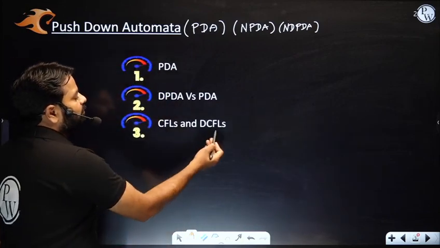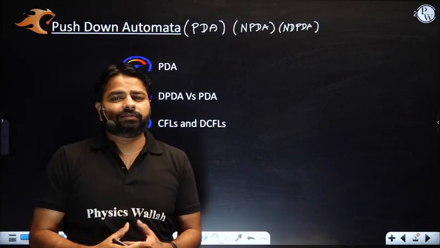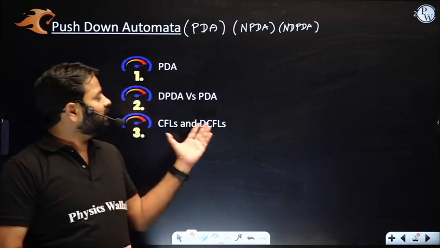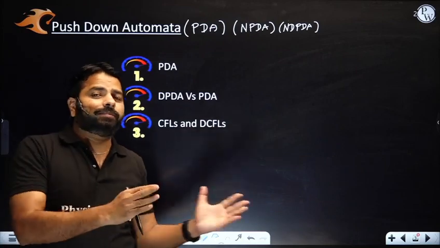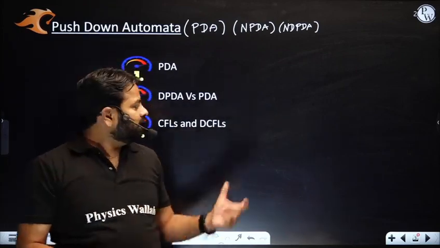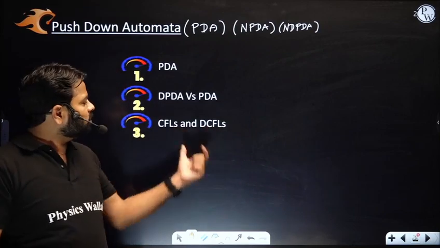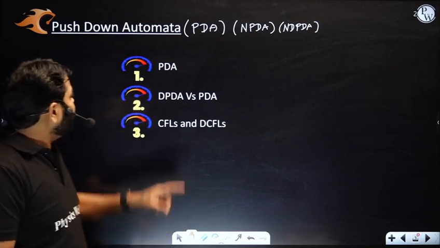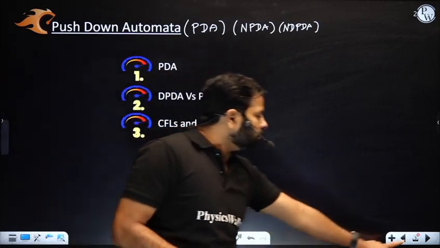And then we will go for the various languages, context free as well as deterministic context free, where we will see all the languages which we have seen previously, like regulars, finite, infinite, all we will combine in this topic itself. And also we will see which are not context free languages. Now let's begin. What is a pushdown automata?